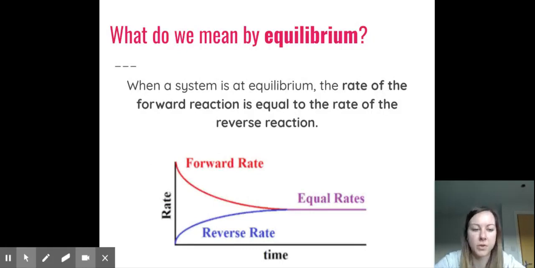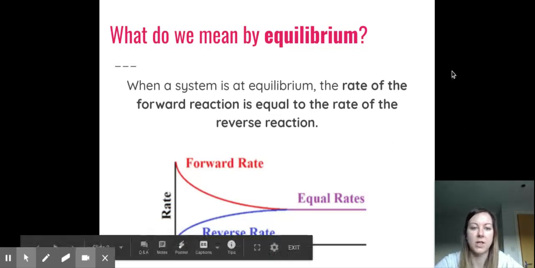So, first of all, what do we mean by equilibrium? When a system, that just means a reaction, is at equilibrium, this means the rate of the forward reaction is equal to the rate of the reverse reaction. And that is kind of your definition for equilibrium, what it means.